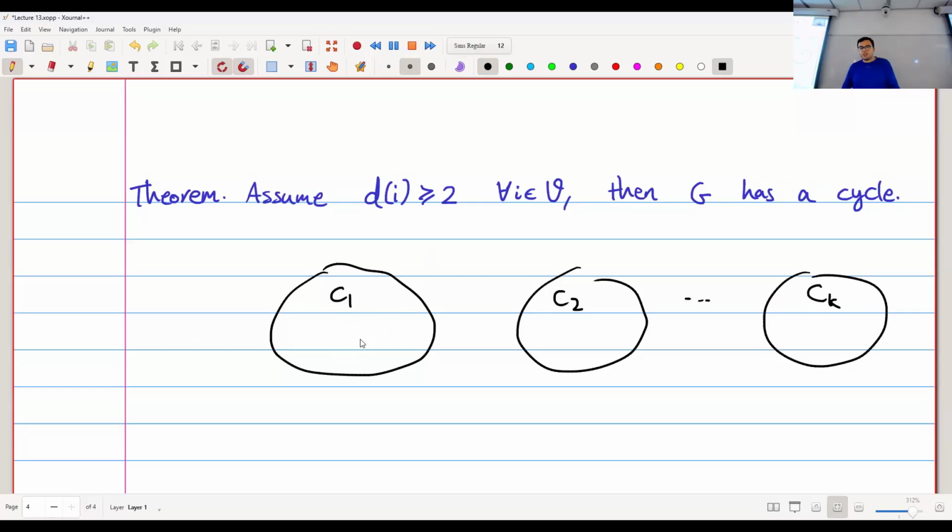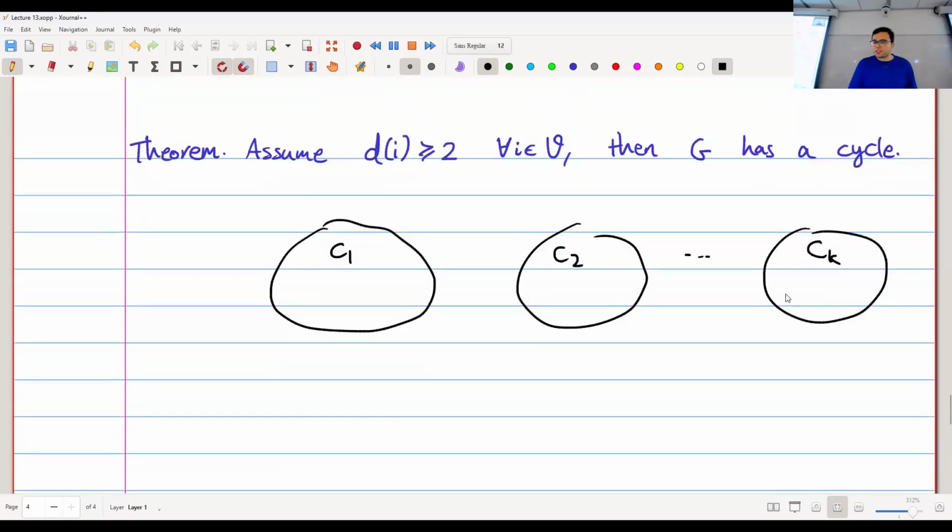So if the degree of every vertex is at least 2, at least one of these connected components is not going to be a tree. Actually, none of them are going to be trees. And so there is a cycle in every one of your connected components. Okay. But can we prove this without going back and talking about trees? Can we actually just create the cycle?